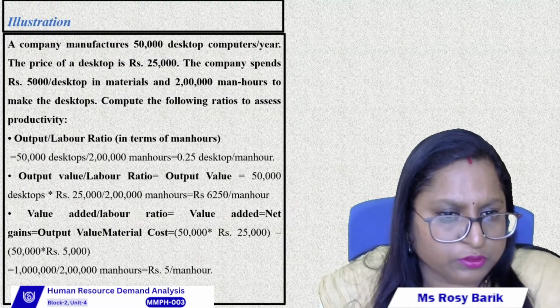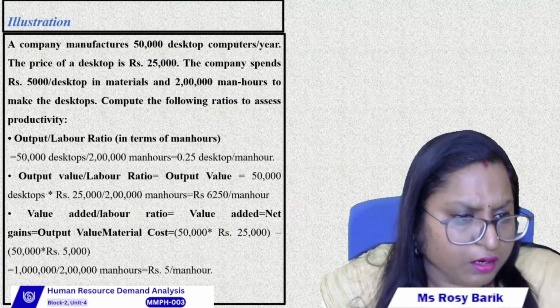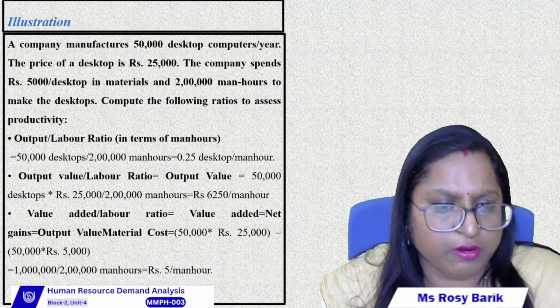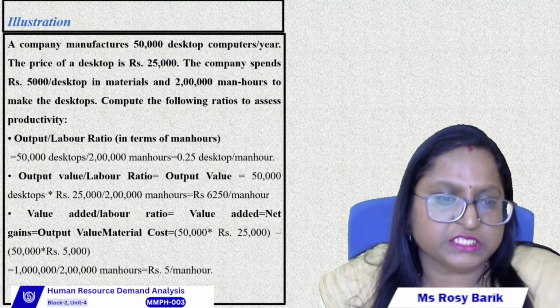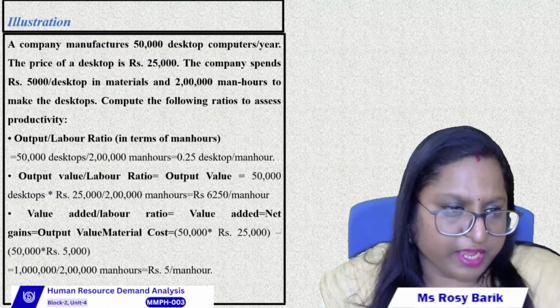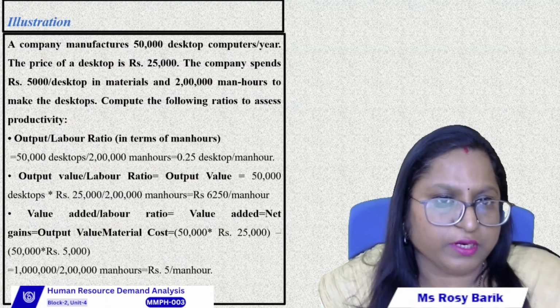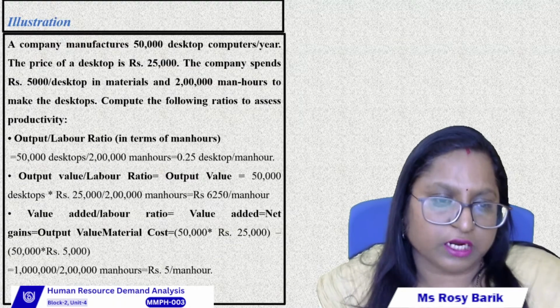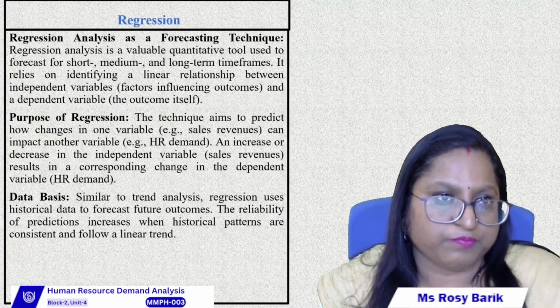So total amount will be 10 lakh divided by 2 lakhs is equal to 5 rupees per man hour. So here, as we have calculated the ratios to assess the productivity, we found that 5 rupees per man hour.